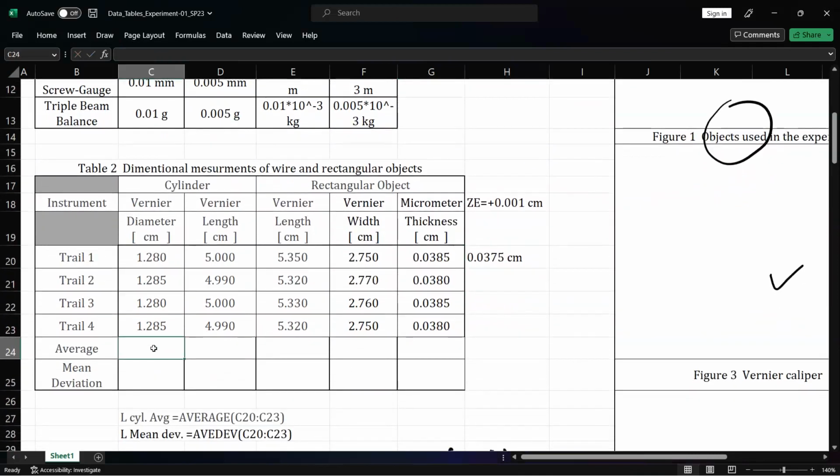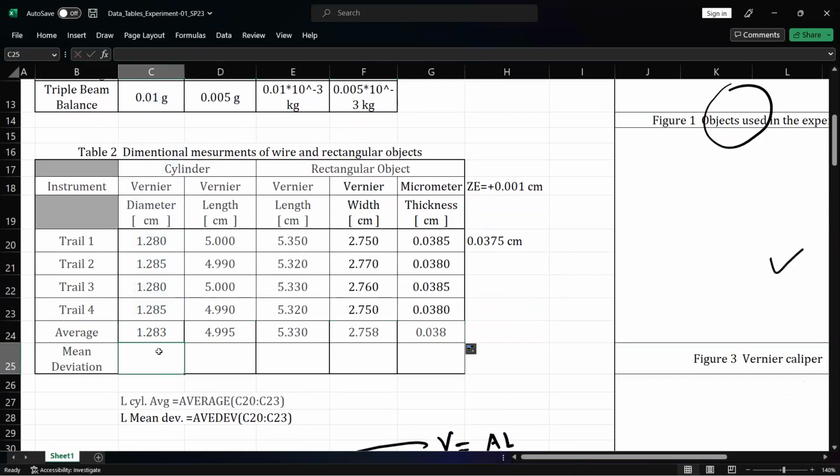Then let's take the average, equal average command, and the data set goes from C20 to C23. Since I'm doing the same function, I can click this solid dot just at the bottom here in this cell, and then drag to the right. Okay, that will do it automatically. The function is right here.